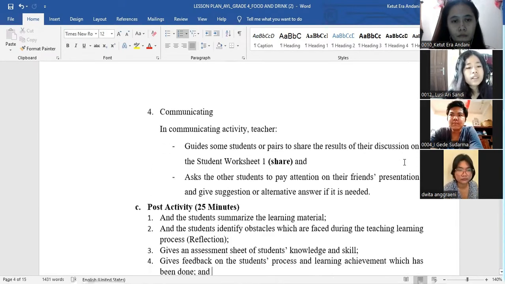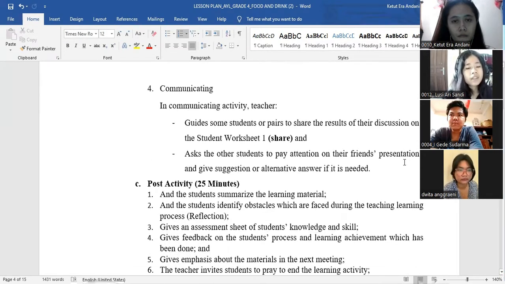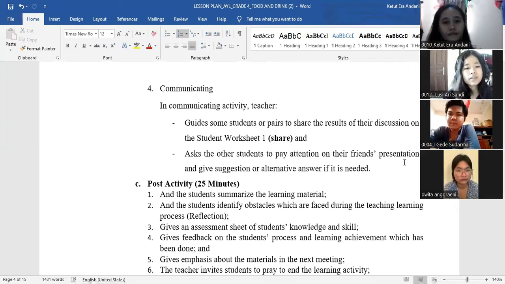Number 4, communicating. In the communicating activity, the teacher guides some students or pairs to share the result of their discussion on student worksheet 1, and asks the other students to pay attention to their friends' presentation and give suggestions or alternative answers if needed.